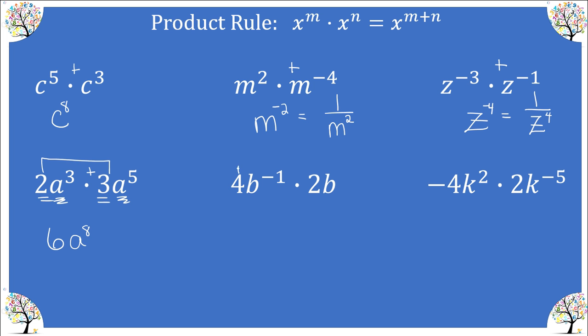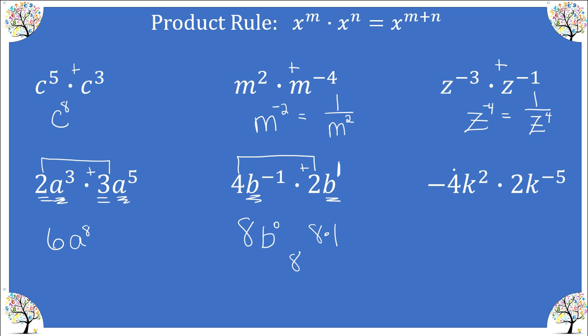The next one is the same way. We just have 4 times 2. 4 times 2 is 8. Then we're going to put the two b bases together. Remember, there's an understood 1 here. So negative 1 plus 1 is 0. So we have 8 times 1, because anything to the 0 is 1, and 8 times 1 is simply 8.